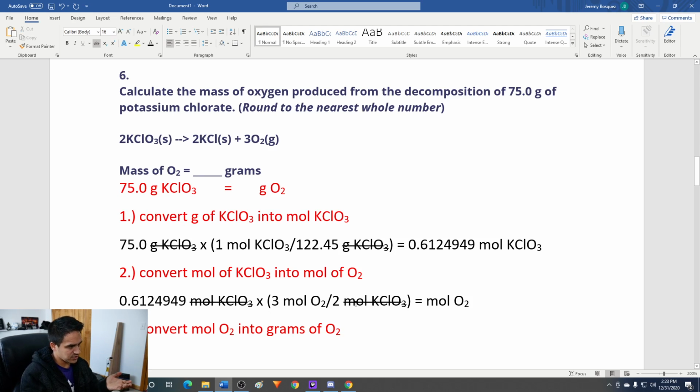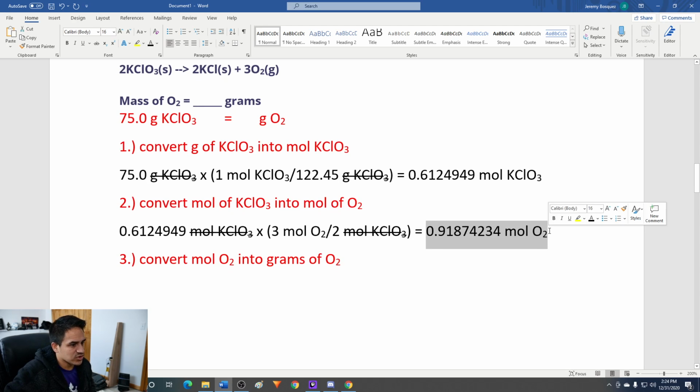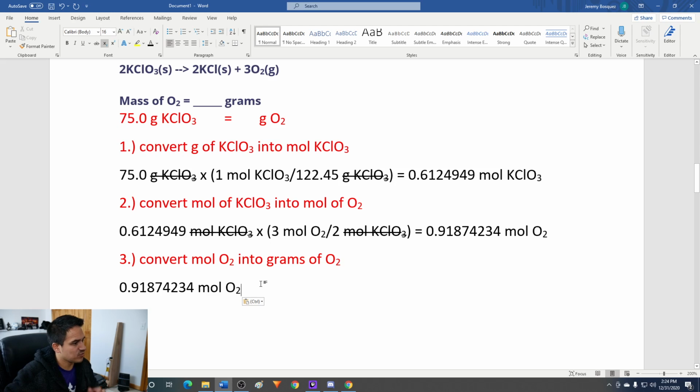So I'm going to take our first answer and multiply that by 3, divide it by 2, and I get 0.91874234. Again, I'm going to round at the end. So there are our moles of O2, and the last part is to convert moles of O2 into grams of O2. For that, we need the molar mass of O2. Oxygen has a molar mass of 16, times 2, that's 32 grams per mole. So we'll have 32 grams of O2 on the top, 1 mole of O2 on the bottom.